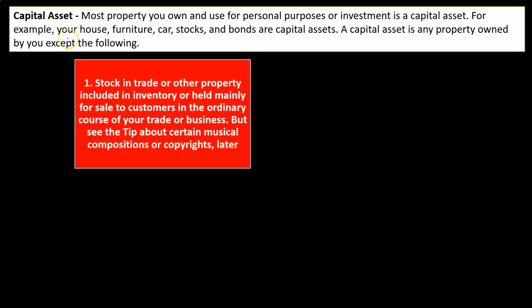Again, notice what we have up here: house, furniture, car. Now the house is sold from time to time, and obviously that's a huge thing, and it's a capital asset, but it has its own rules and its own exemptions. So you want to go into those specifically.